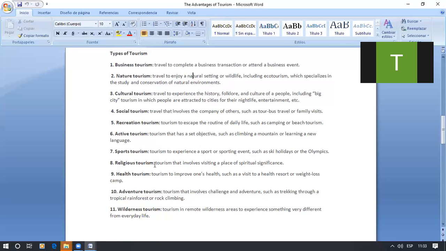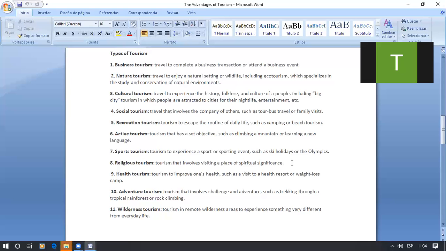Religious tourism is tourism that involves visiting a place of spiritual significance. For example, they usually visit different kinds of churches. So this is the idea of religious tourism, right? To know old churches that you can find in the cities, and new ones also that are very beautiful. If you go abroad to other countries, Tiare, there are churches where you can really be astonished by the beauty of these places.